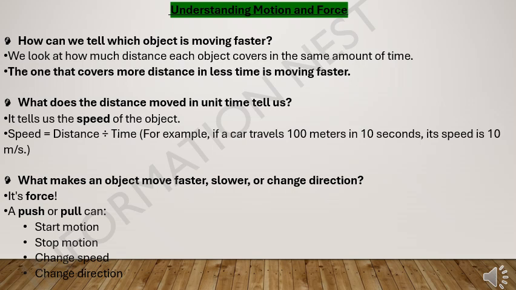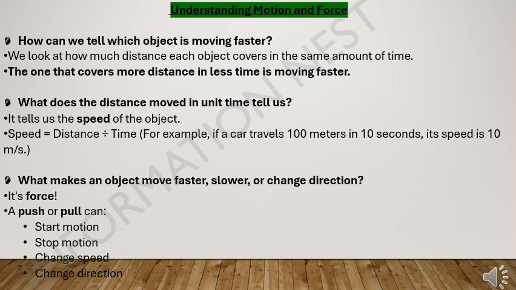Talk about how things move. First, how do we know which object is faster? We check how much distance it covers in the same amount of time. If something goes farther in less time, it's faster. Now, what does distance moved in 1 unit of time tell us? That's called speed. We calculate speed by dividing distance by time. For example, if a car goes 100 meters in 10 seconds, its speed is 10 meters per second.